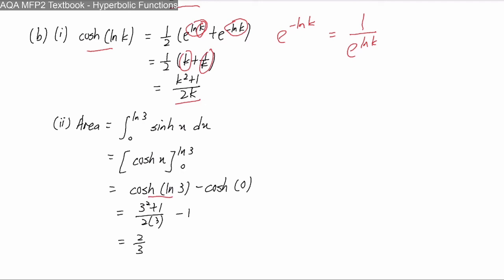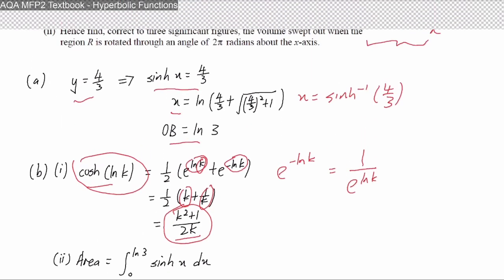For the first one, when we evaluate at ln 3, we don't even have to rewrite the definition again because the result is already given earlier on. So we can use the result for cosh ln k. Just replace the k with 3, so we can get the term already. Cosh 0, we know is 1. By that, we can find the area, which is 2 over 3, which we are supposed to prove from the question.